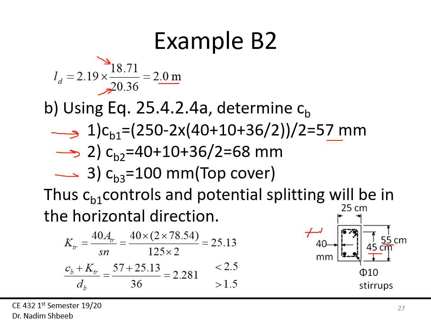Again, CB1 controls, so the potential splitting will be in the horizontal direction. Here the spacing of the stirrups is 125. I'm developing 2 bars only, and for the ATR, I have 1 leg here and 1 leg here, so that's why I'm using 2. So this is getting 25.13. Calculating CBR, this is 2.28. Again, it's less than 2.5 and more than 1.5. Here I just want to mention the 1.5: for practical reasons, we usually do not use more than around 1.5. That's from practical considerations.